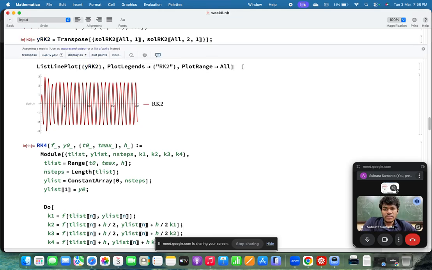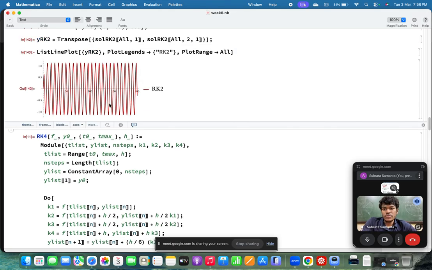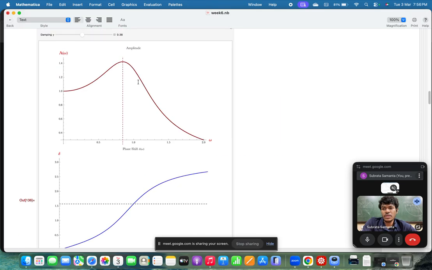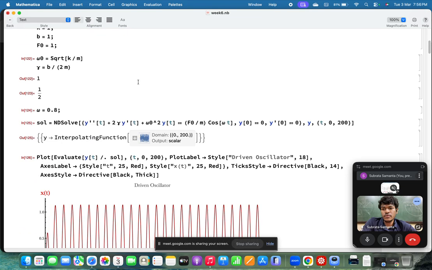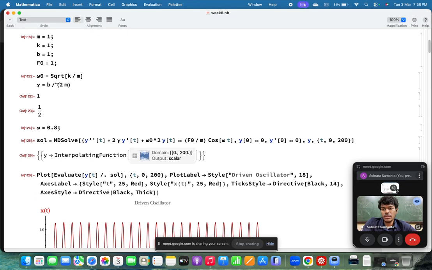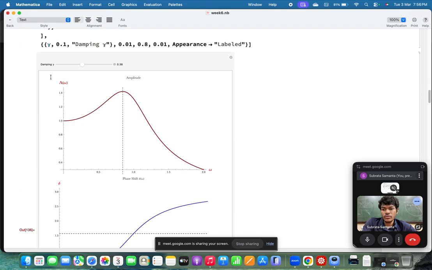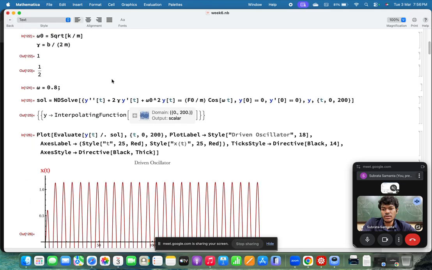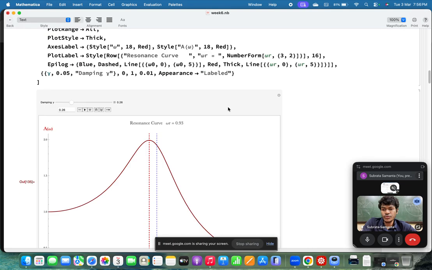Now you plot this. You see this is almost like that, because your omega naught is basically this one. So, I choose this value. I already defined this. That is why my solution is basically the same as the exact one, almost.